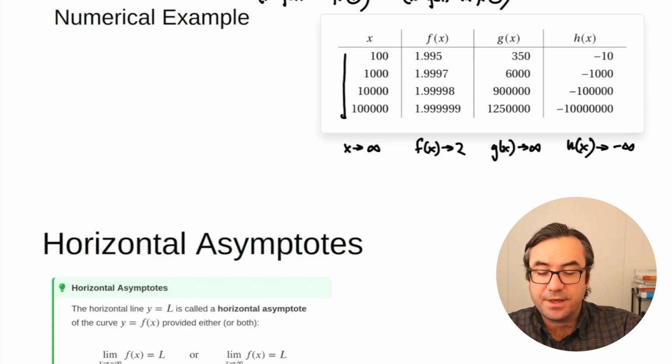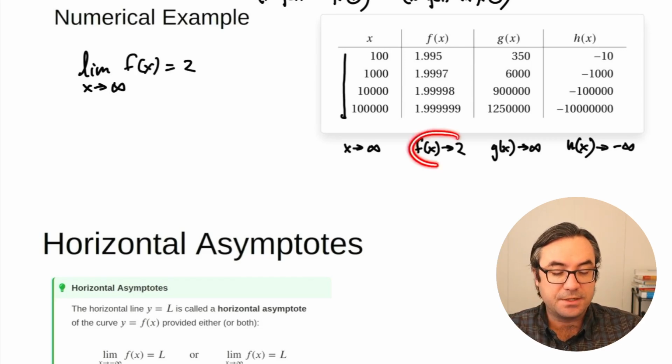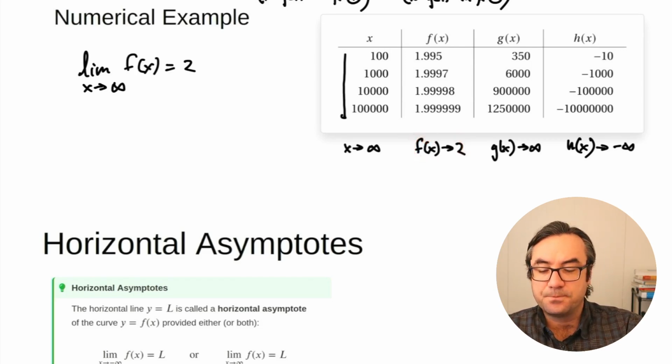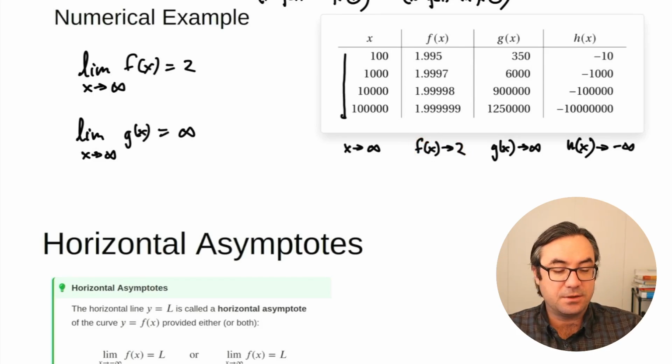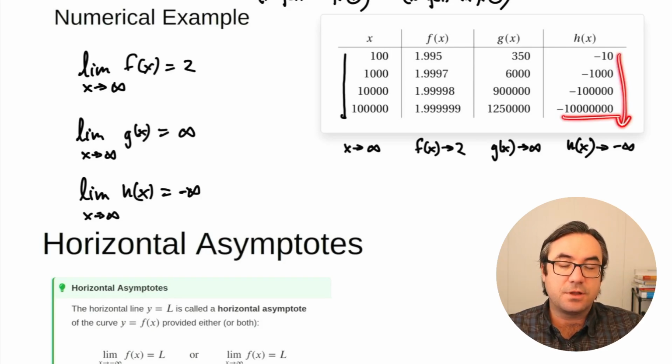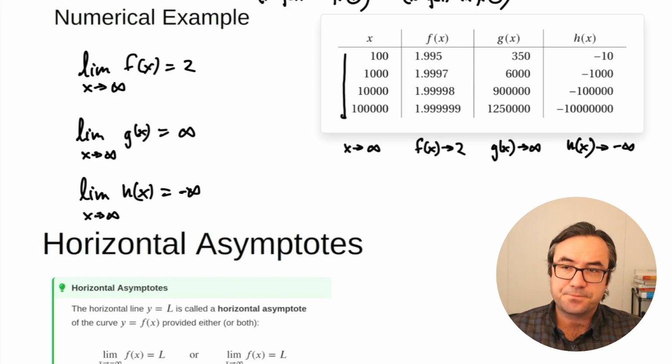So the notation for this is we would write the limit of f of x as x approaches infinity is equal to 2, because it looks like those function values are approaching 2. We would say the limit of g of x as x approaches infinity is equal to infinity, because those values were getting bigger and bigger positive. And we would say the limit of h of x as x approaches infinity is equal to minus infinity, because those function values were getting bigger and bigger negative.